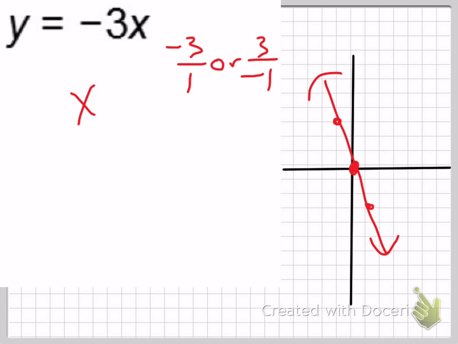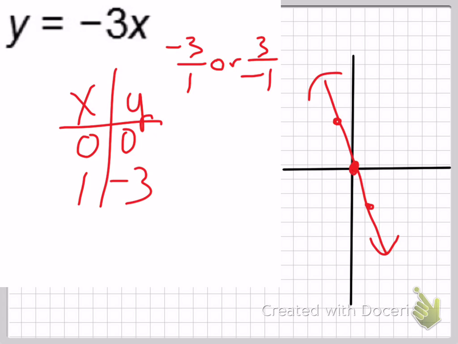Once again, or you can make your input-output table. So if you put a 0 in, you're going to get 0 out. If I put a 1 in, you get negative 3. And you can see I have those 2 points plotted.